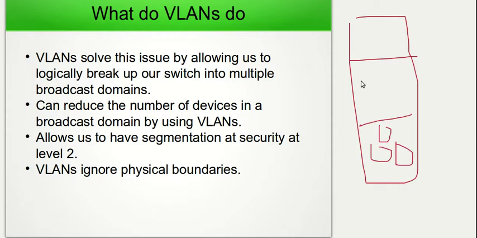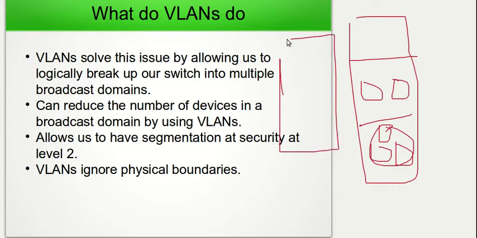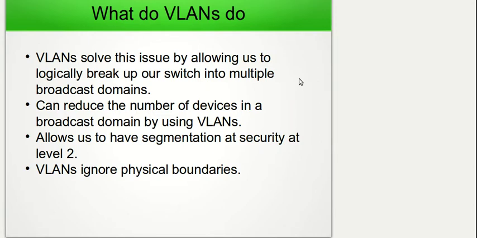Now we could connect people to the IT department on this floor, and they're still able to access the same resources as devices on this floor, as long as they're part of the same VLAN. So they don't have to be physically in the same location. We could have IT hosts in a different town, in a different building, and they're still able to access the same resources as devices over here because they're part of the same VLAN.